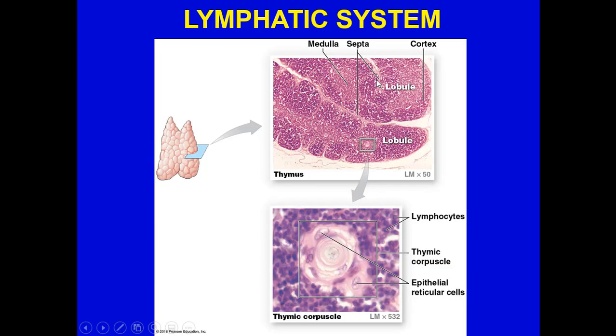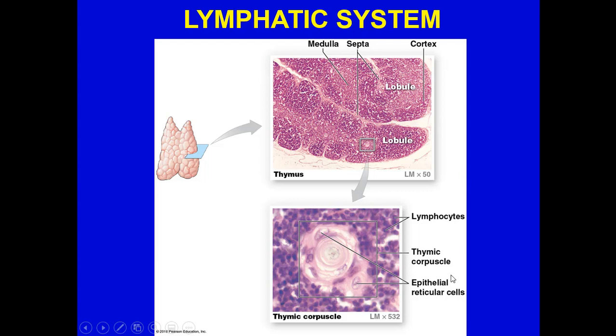Remember that? Here's an image. Here's our thymus. We've taken a slice. We can see where the lobule is. There's another lobule here. There's a separation here, the septa, right here and here. Here is the outer structure, the cortex. Here is the inner structure, the medulla.